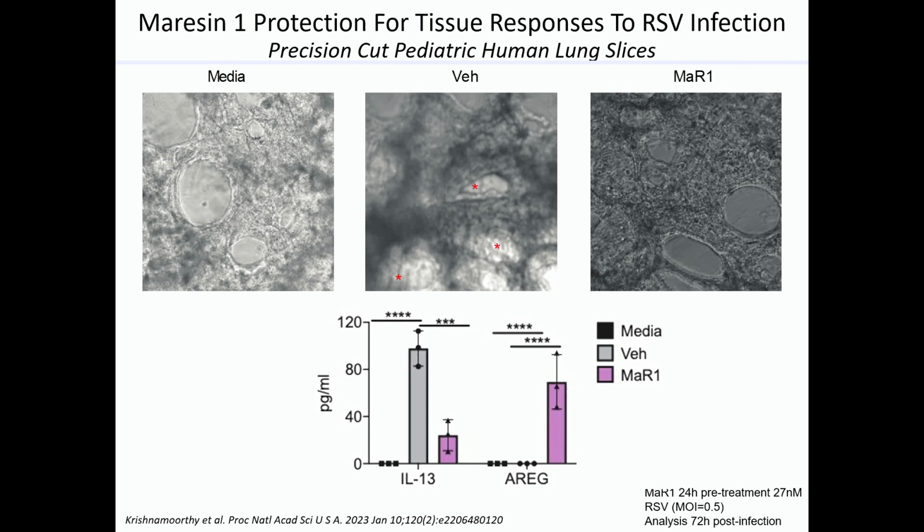And you can see that with vehicle, you see this increase in IL-13, and you get loss of some of the tissue architecture in this viral infection. This is decreased substantially by Maresin-1, and the architecture is preserved in the Maresin-1 exposed lung. And this is also in part related to a burst with Maresin-1 of amphiregulin.